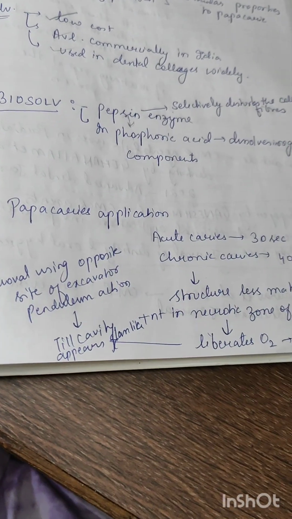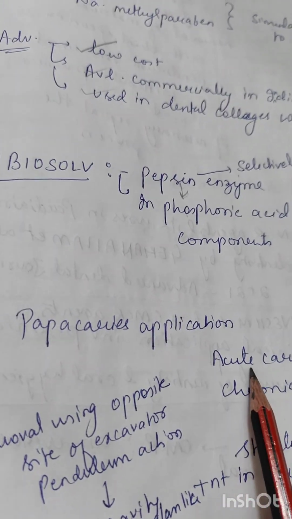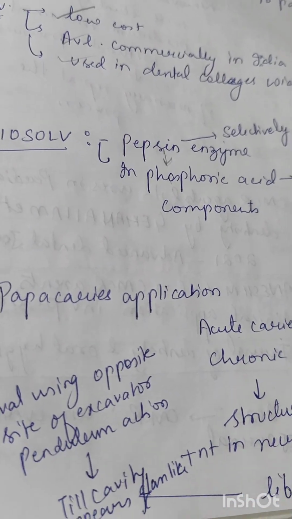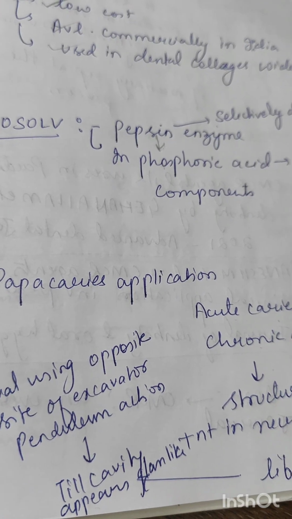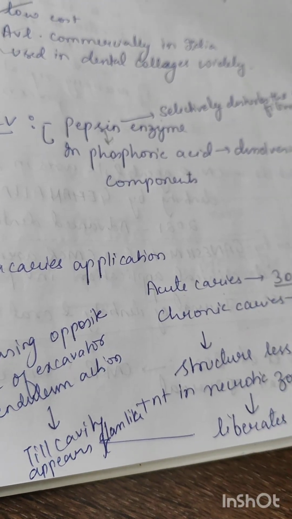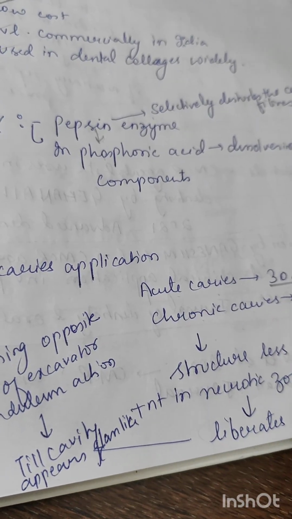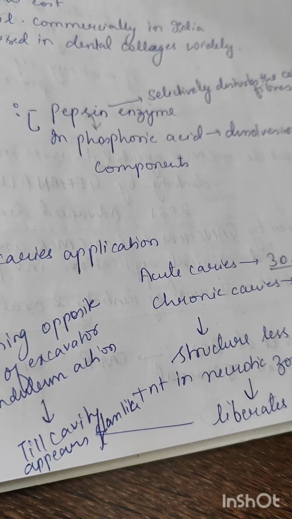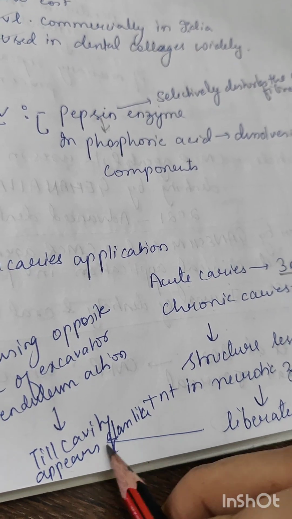Now comes the Papacárie application. For acute caries, 30 seconds, and for chronic caries we use it for 40 to 60 seconds. The structureless matrix layer present in the necrotic zone of dental caries liberates oxygen, causing a bubbling action. Till the cavity appears glass-like, you have to apply this.